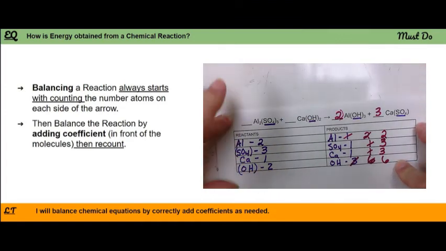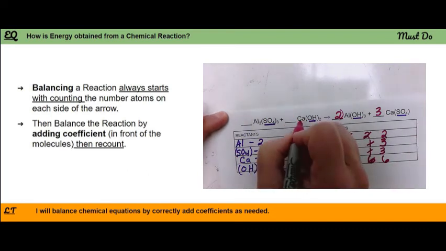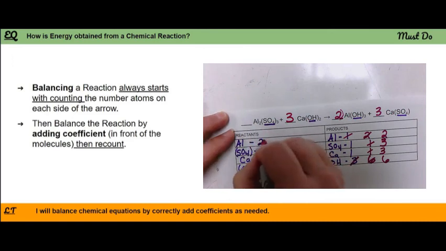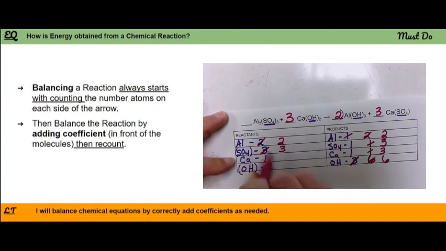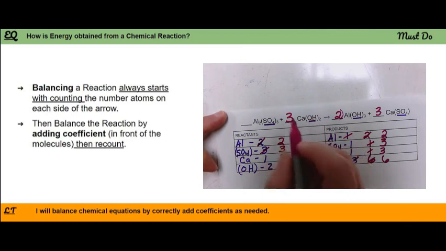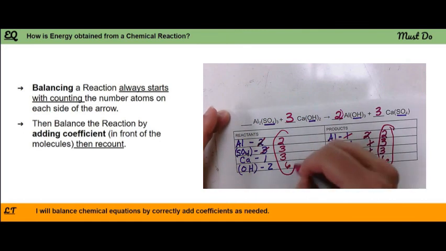Okay, so now I'm going to look at it again, and I'm going to ask myself, okay, let's see. Oh, the calciums don't balance. Okay, so I have 3 on this side, 1 on this side, so that means I need 3 calcium. So I'm going to put 3 in front of there, and then I'm going to recount this side. So here I have 2 aluminums. I have 3 SO4s. I have 3 CAs, or 3 calciums, and then there's 2 here times 3 is 6. So if I look now I'm balanced.